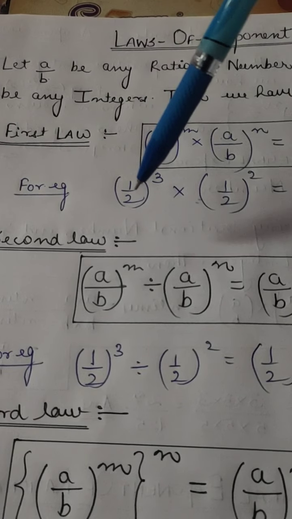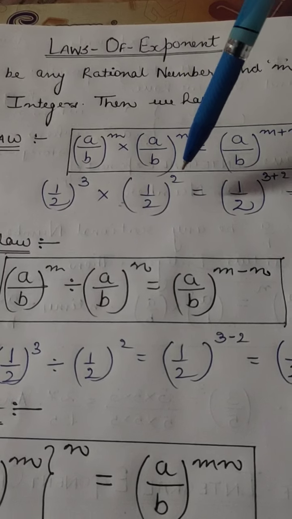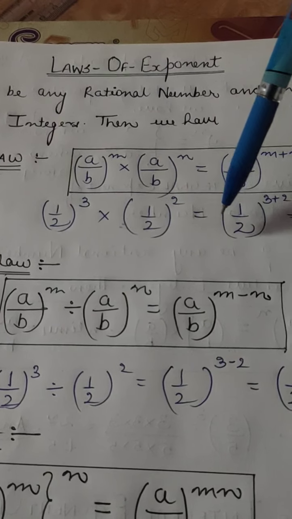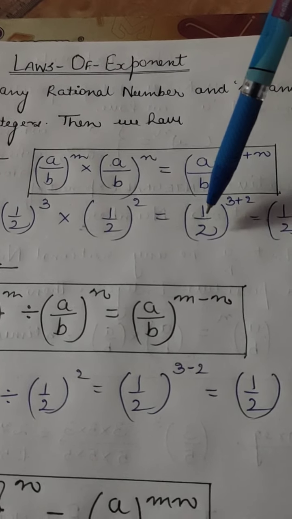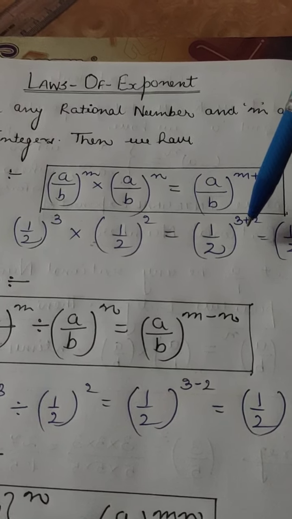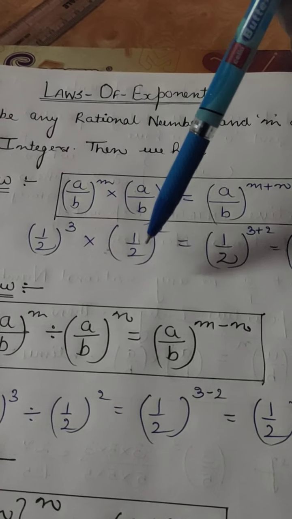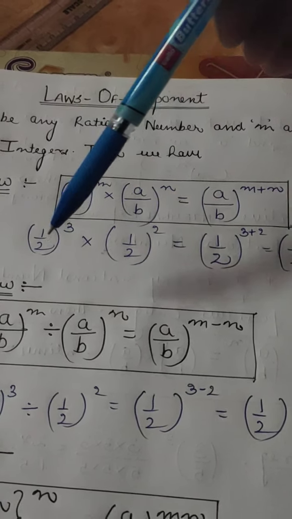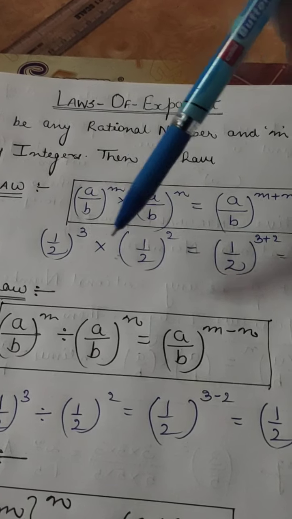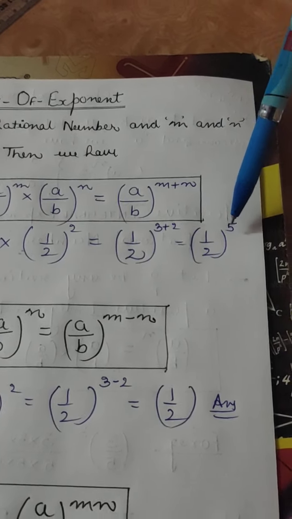Let's see with this example. If (1/2) to the power 3 is multiplied by (1/2) to the power 2, what we do in the next step is keep that rational number as it is and the power gets added. Why added? Because the multiplication sign is in between those two rational numbers. So whenever such rational numbers come, we add their powers. What is the result? (1/2) to the power 5.